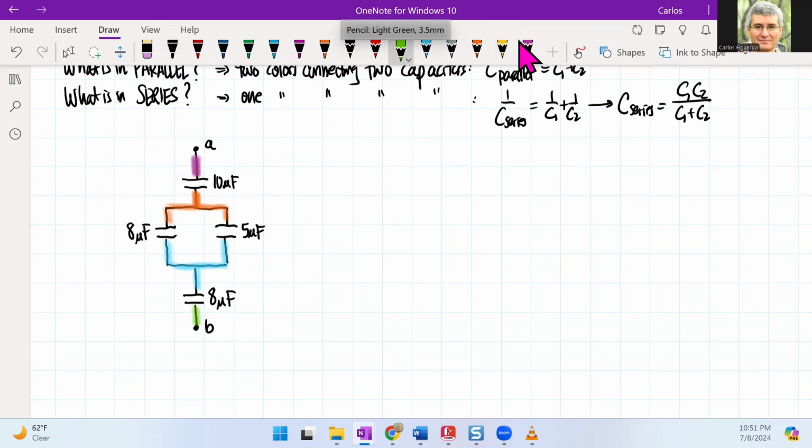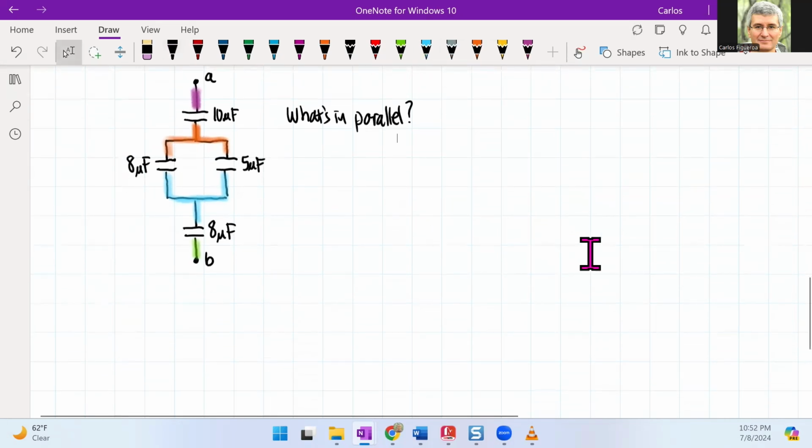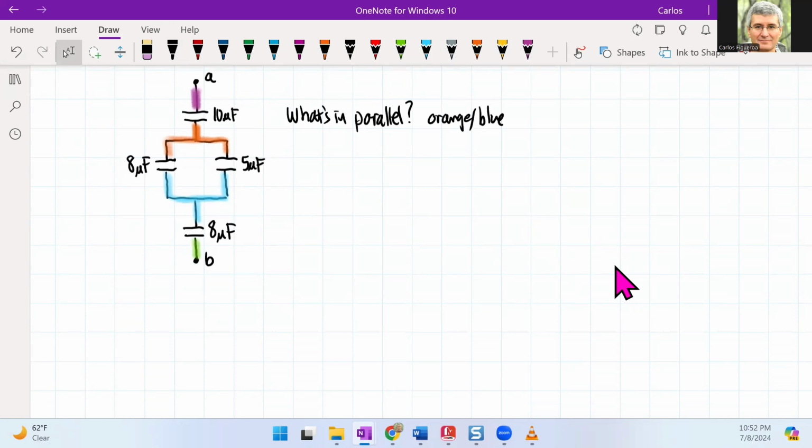So now I'm asking the question, what's in parallel? So I'm looking for two colors here. If I look at that, the first thing that jumps out at me is the orange and the blue. So that tells me that I have the orange slash blue, two caps in parallel.